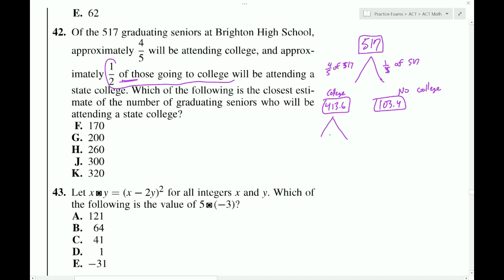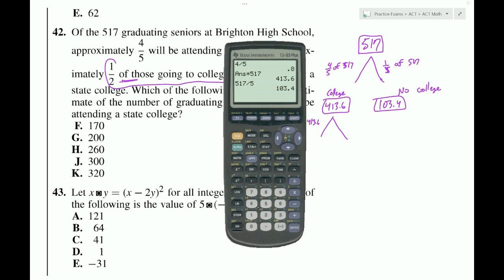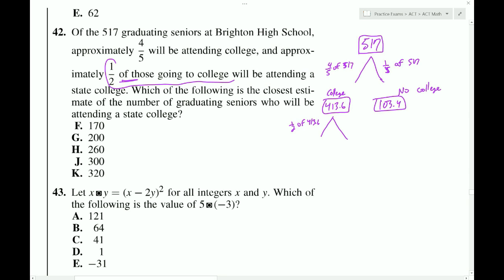Now it says half of those going to college are going to state college. So from here we branch off again where we have half of 413.6. So to take half of that, we just do 413.6 and divide that by 2. 206.8. So that's how many are going to state college, and that's how many are not going to state college. So the answer would just be 206.8, which is closest to 200.